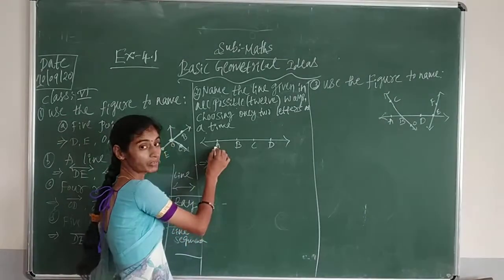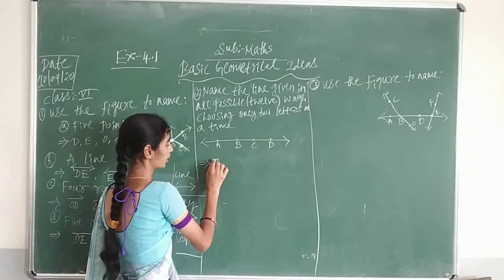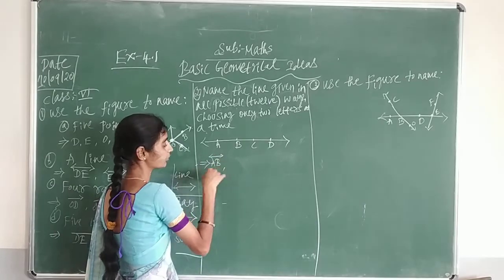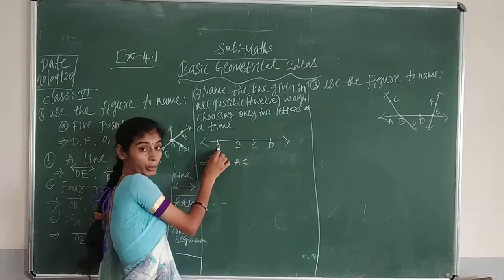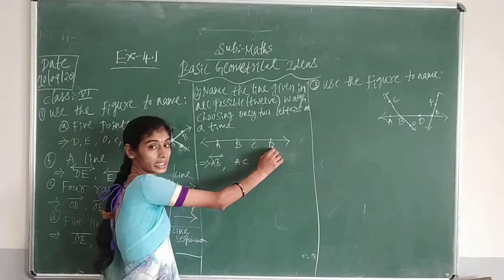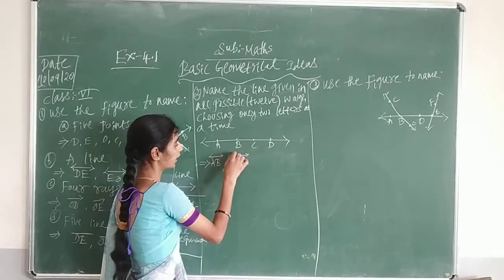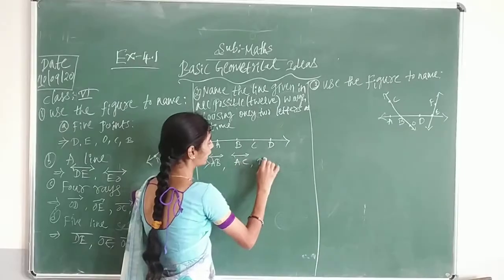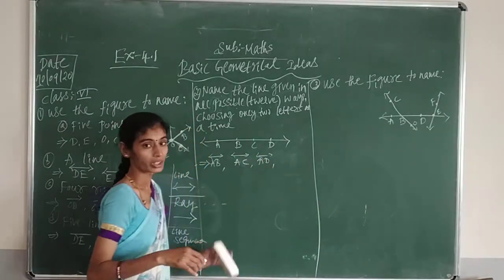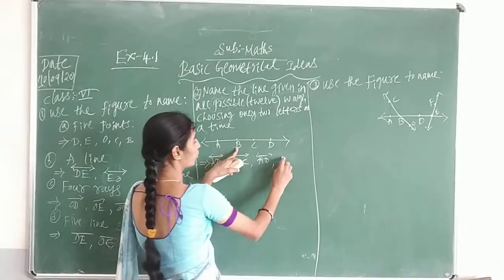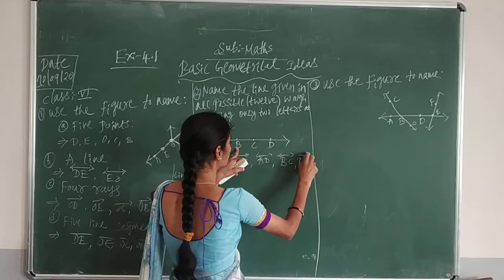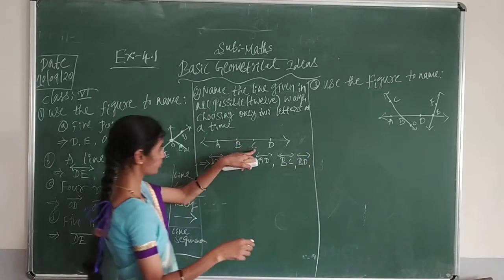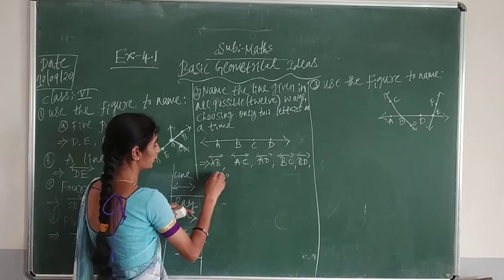So the first line shall be AB. AB is one line. Yes or no? Again you can take AC. Keep this point fixed and use all the 3. So AB is one line, again AC is one line, AD is one line. Now go to point B. BC is one line and BD is one line. Again come to C. CD is one line.